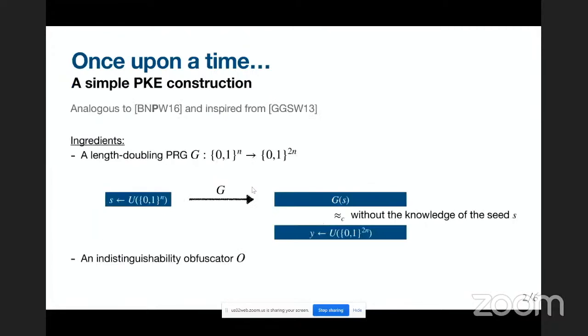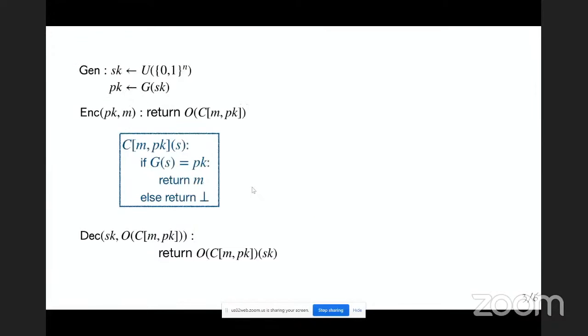So the starting point of our work is the following simple PKE construction that is inspired by the witness encryption-based construction, and that we also used in an obfuscation paper in 2016. This PKE construction uses 2 ingredients. The first one is a length-doubling PRG, and the second one is an obfuscator. The construction is the following. The secret key is just a PRG seed. The public key is just a PRG evaluation. Then to encrypt a message using the public key, you just obfuscate the circuit that checks that you know a pre-image of the public key, so an s such that G(s) equals pk, in which case the circuit returns the message, otherwise it doesn't return anything.